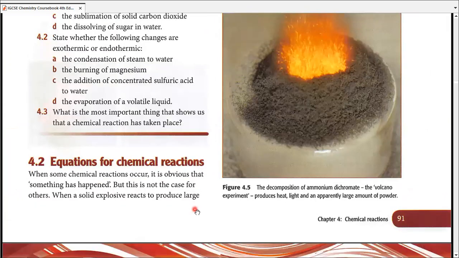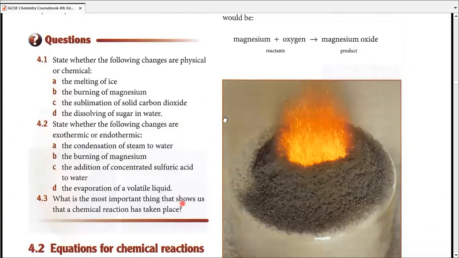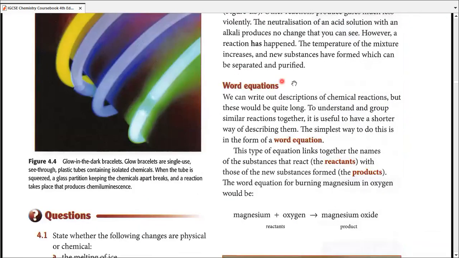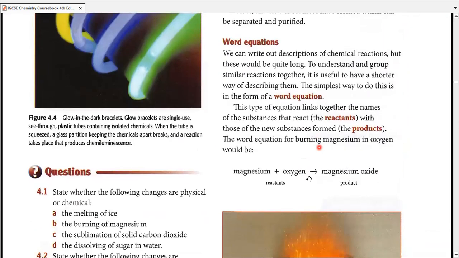Next topic is right about 4.2, equations kaise hoti hain. Then let me tell you, any chemical equation is divided into two categories. Number one is word equation. Word equation is pretty simple. Aap reactants left pe, products right pe rakhte hain, you give an arrow.